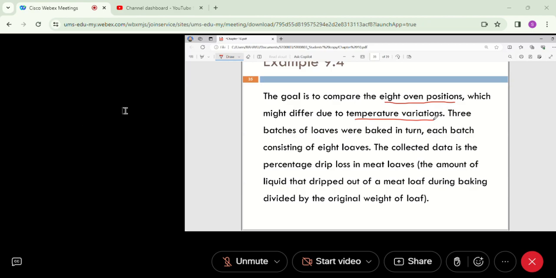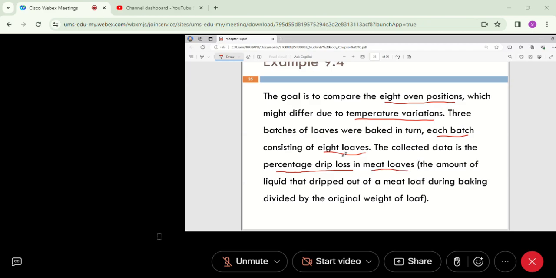So who always bakes a cake knows different types of ovens. Okay, so let's say 3 batches of loaves were baked in turn, each batch consisting of 8 loaves. We try to collect data, the percentage drip loss in meat loaves.